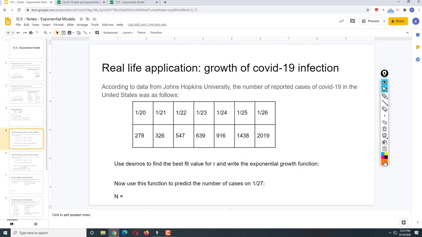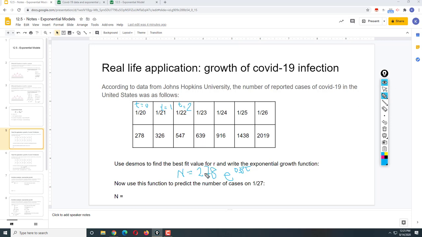So that tells us that the best function looks something like N equals 278 times e to the 0.33t. Where the start number is t of 0, t equals 1 is January 22nd, t equals 2, and so forth.